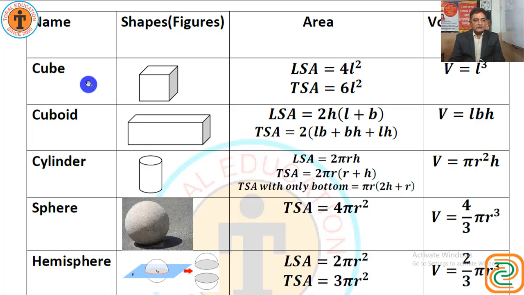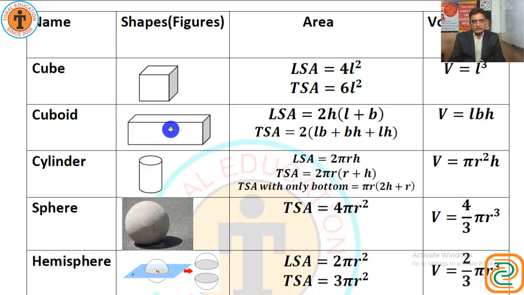Here it's a cube. Cube means all the sides are equal. All the 6 sides are equal. LSA, lateral surface area, that means the area of all the 4 sides, not top and bottom. Only 4 sides. That is 4 L square. TSA means including bottom and top. That is 6 L square. And volume of cube is L cube.